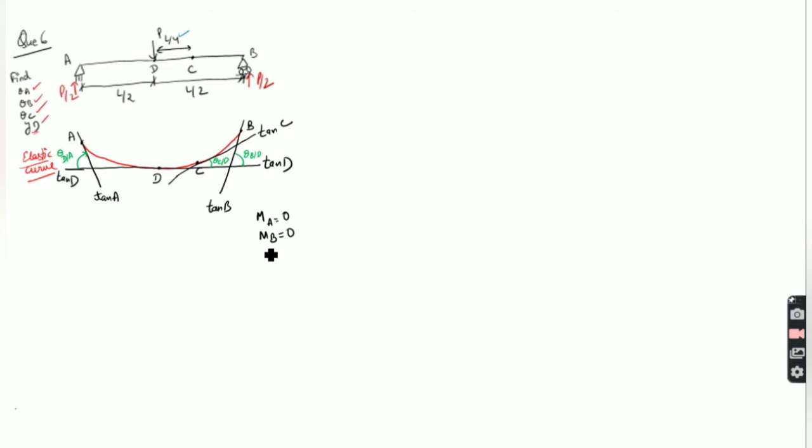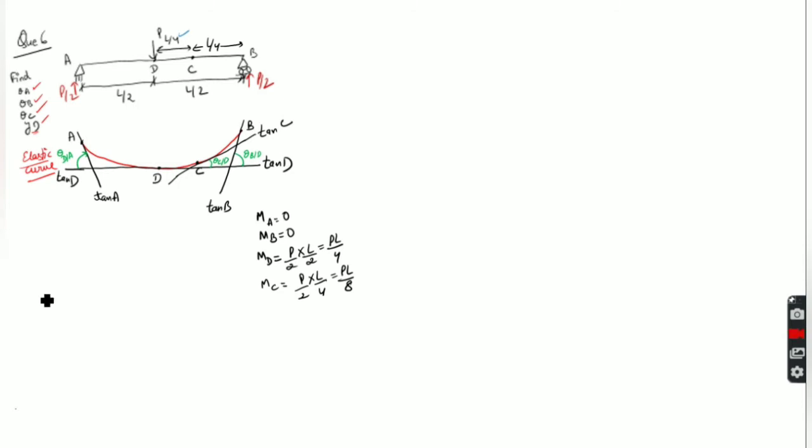And moment at D will be, because these are the reactions RA and RB, which will be P by 2, P by 2. So we can say that moment at the center, which is D, will be P by 2 into L by 2, that is PL by 4, right? And if I want to find out MC, that is moment at this point, it will be P by 2 into L by 4, because this distance will be L by 4, so it will be PL by 8.